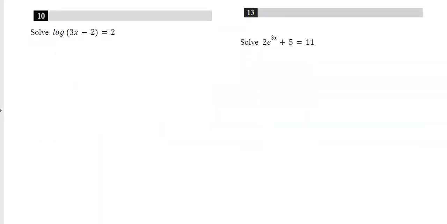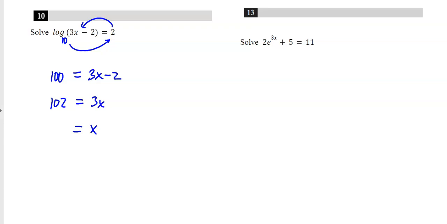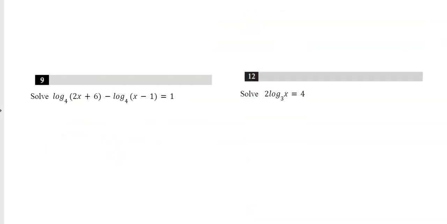Let's do number 10 here. The big thing I wanted you to understand about number 10 is you don't see a base. When you don't see a base, it's the common log, which is log base 10. So again, exponential form: 10 squared, which is 100, equals 3x minus 2. Add 2 to both sides. Divide by 3. And 102 divided by 3 is 34, I believe. There we go. Keep on cruising.